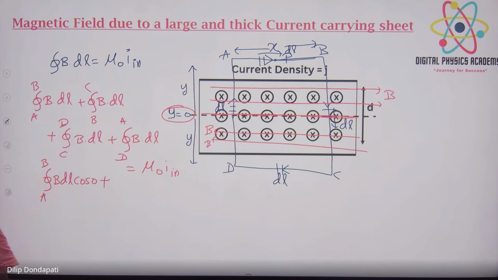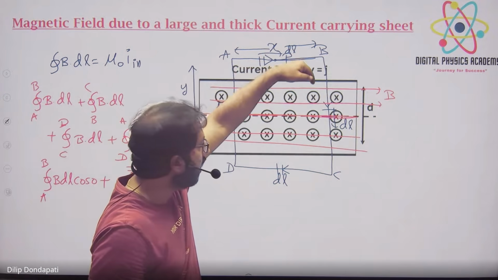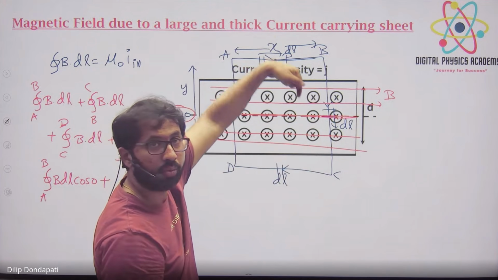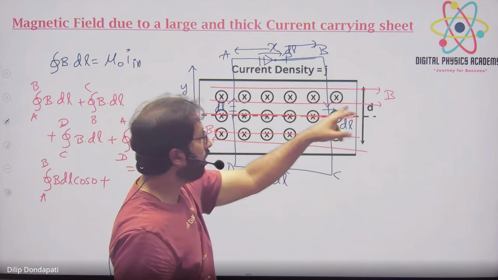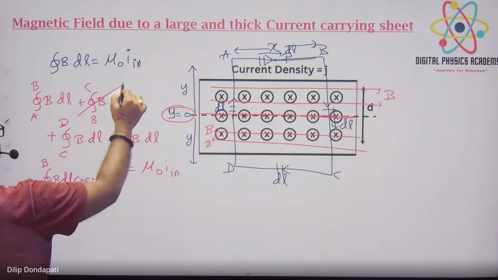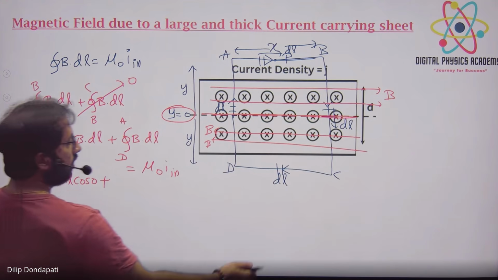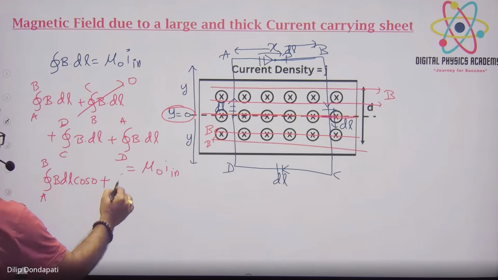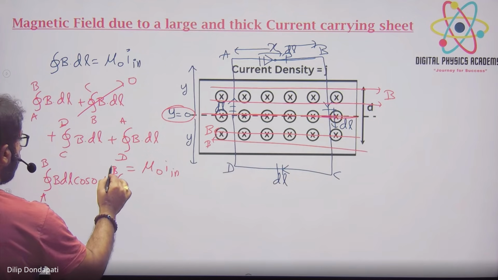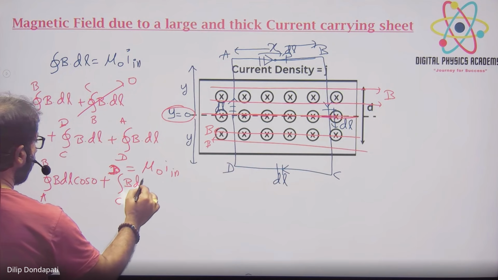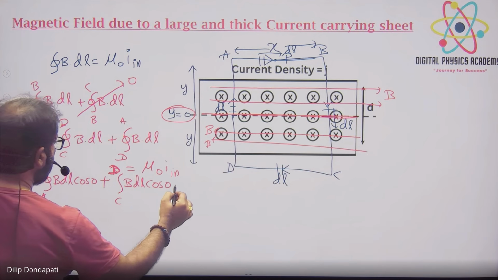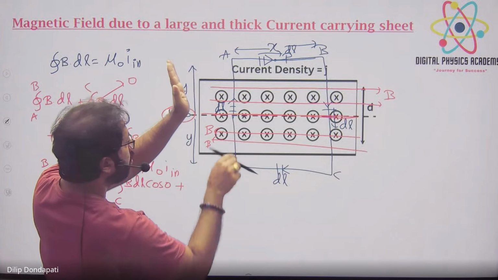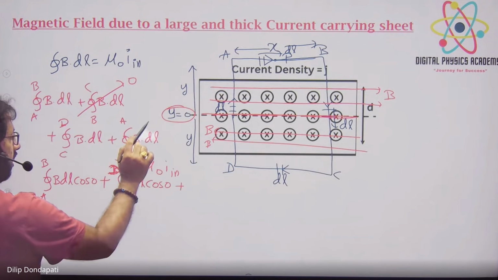Plus B to C, how much will it be? In B to C, dl is downwards and the magnetic field is like this. The angle is 90, so it becomes 0. And C to D, what will it be? In C to D, dl and magnetic field are both in the same direction, so B dl cos 0. Plus D to A: dl is like this, magnetic field is like this, so the angle is 90 and it becomes zero.